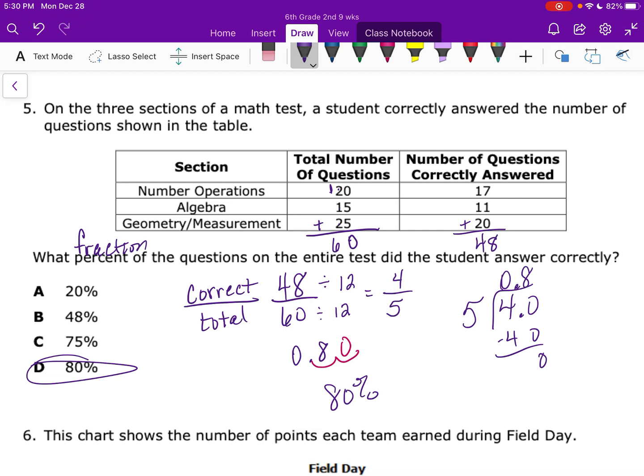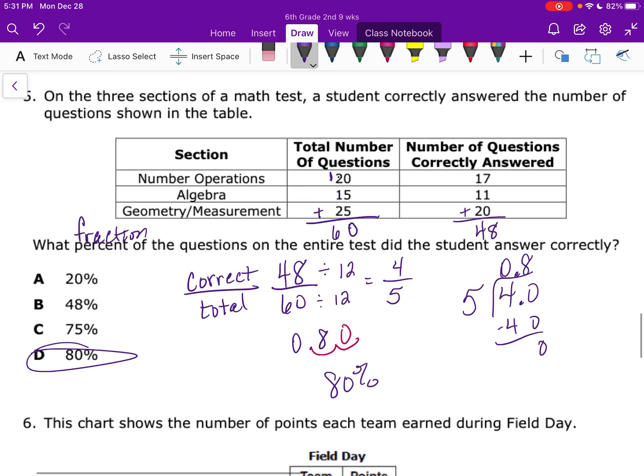Okay, so on this one, we had to do more math, right? Like we had to figure out how many she got correct, and we had to figure out what the total number of questions was. So sometimes it's not just as easy as just taking the numbers that are there and making it a fraction, right? Sometimes we have to do something else in order to find the pieces that we need.